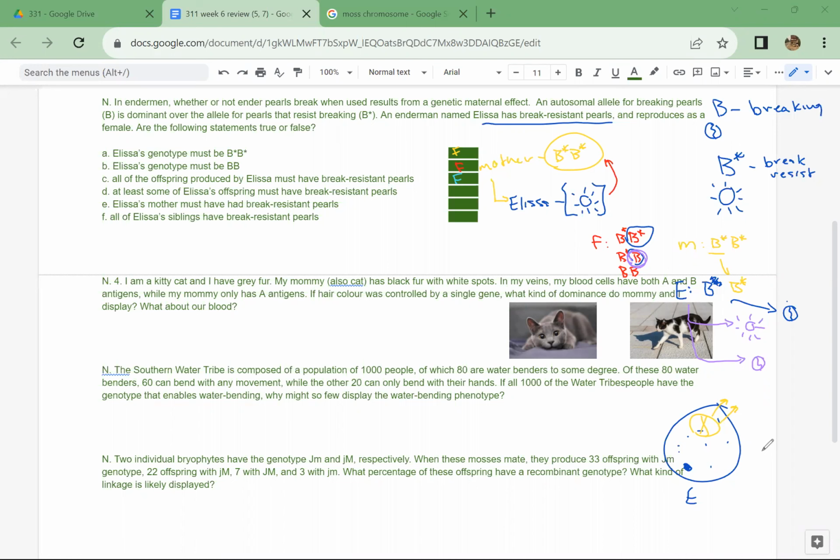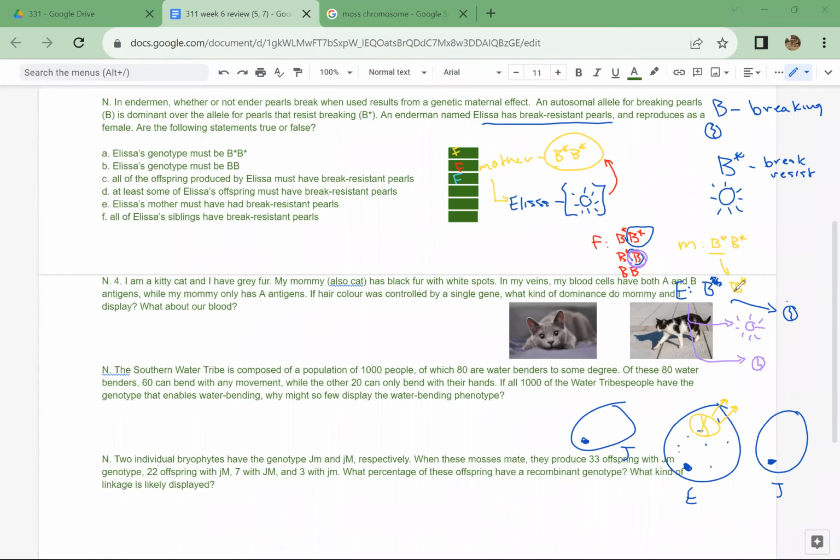And because a mother does this for their child, Elisa is not the only child to have gotten the genetic information from her mother to be expressed as her own phenotype. If Elisa also had siblings, let's say Jeffrey and Josuke, they also have their own genotypes. So Josuke's genotype could have been B star B. Jeffrey's genotype could have been B star B star.